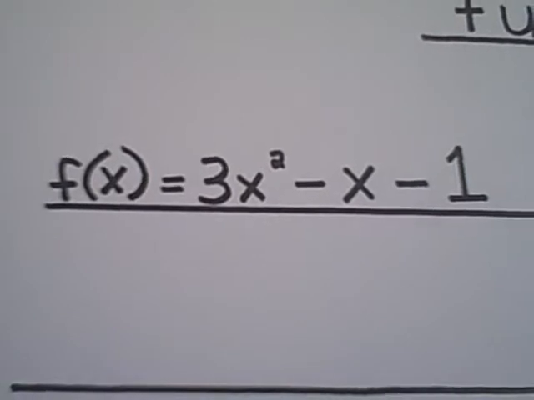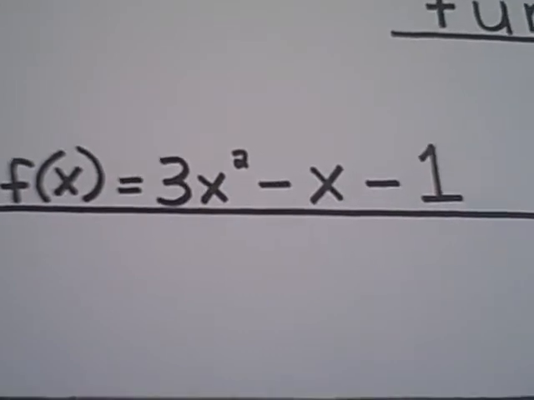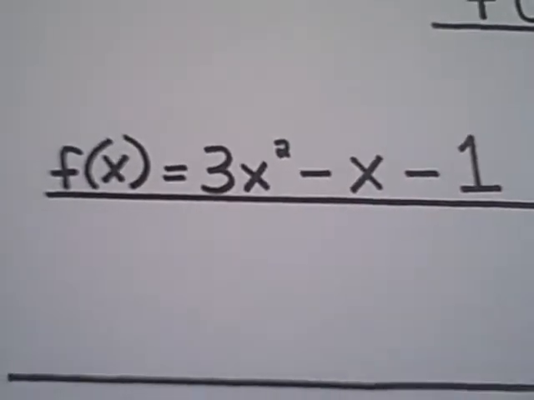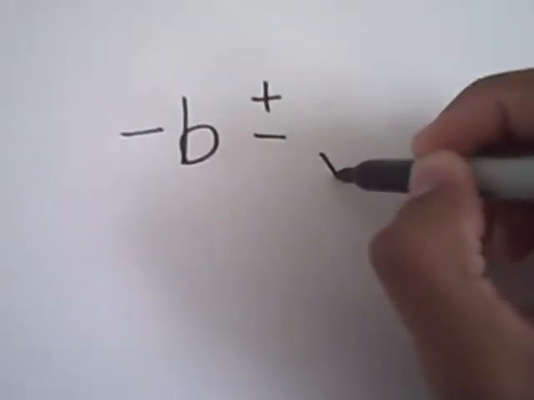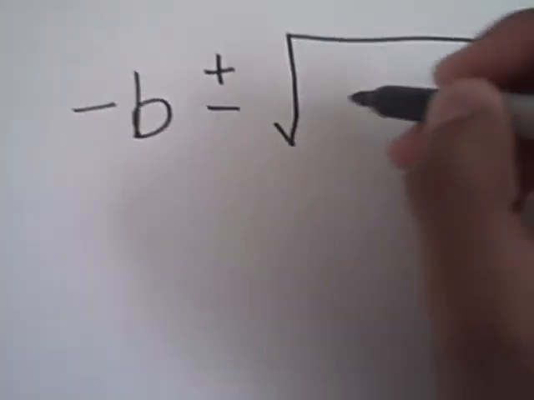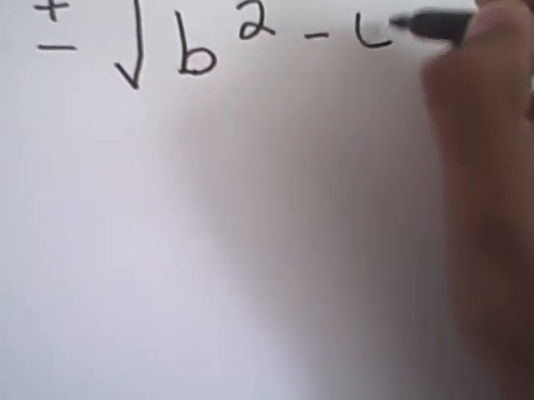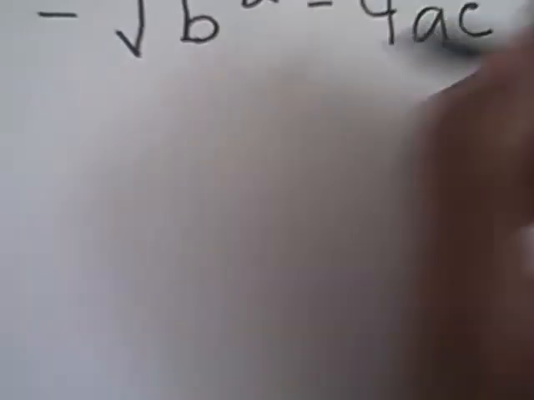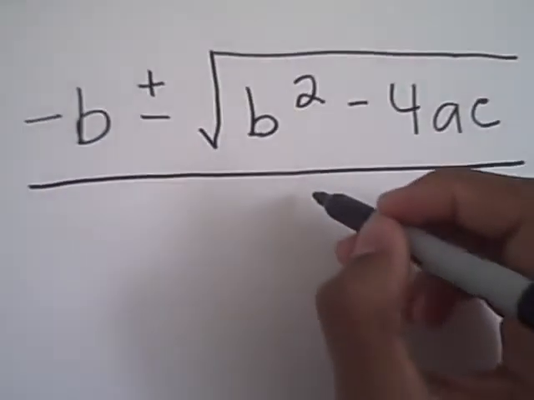In order to do this, we must first use the quadratic formula to solve this problem, which is negative b plus or minus the square root of b squared minus 4ac, over 2a.